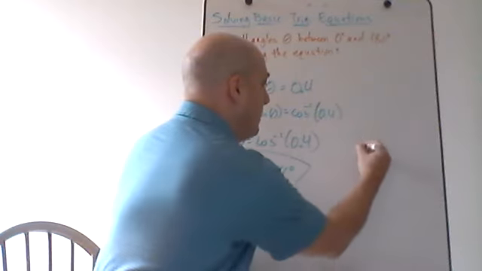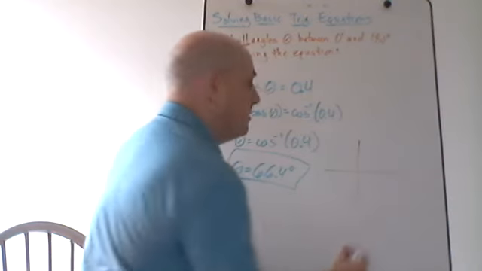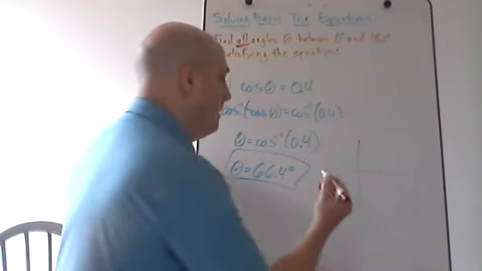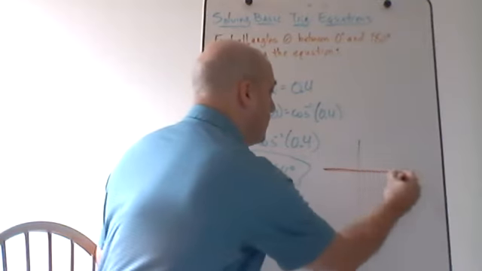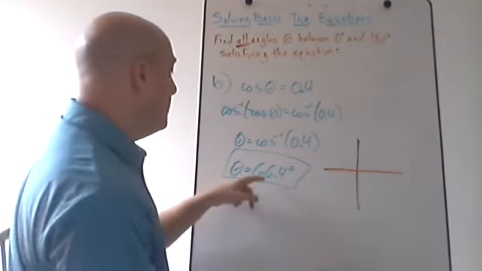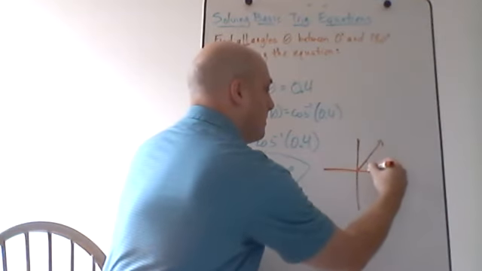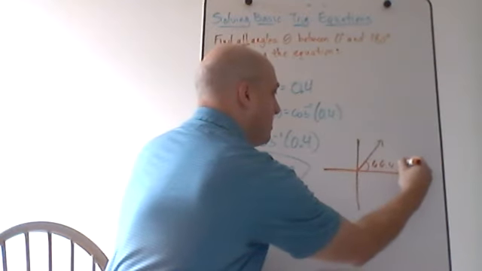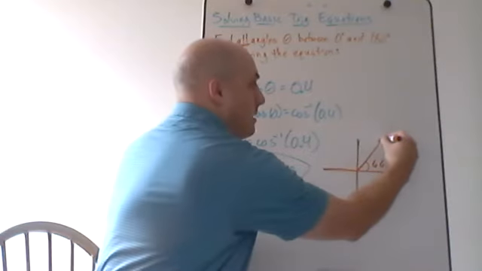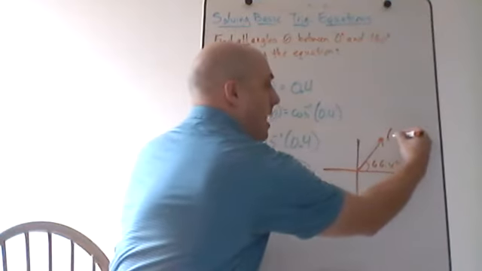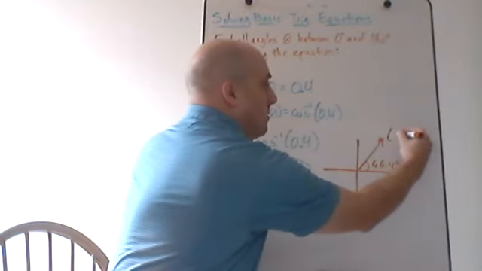It's cosine inverse of 0.4 to get your answer. Right, but once we do that, if I draw a little unit circle over here like I did before for the last one, and let me make this a little darker so it's easier for you all to see it. All right, so 66.4 degrees. That's going to be somewhere up in here. All right, there's my angle of 66.4 degrees.